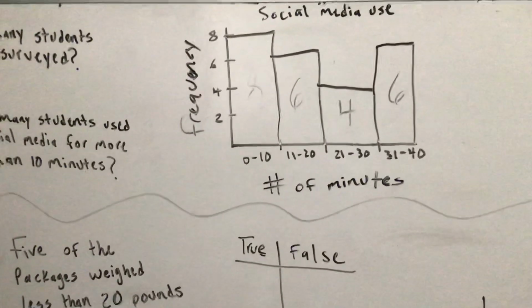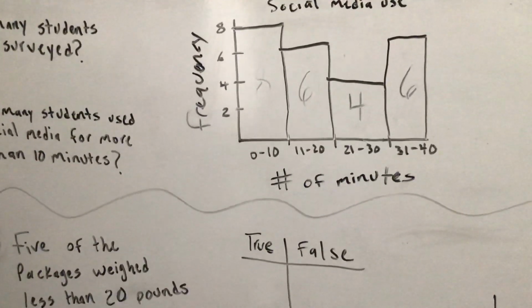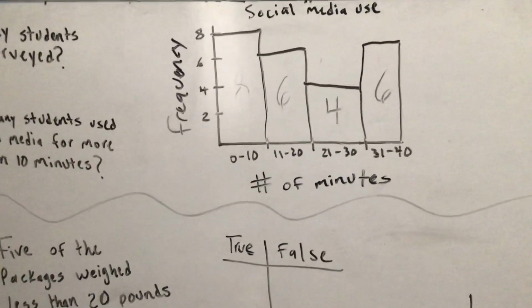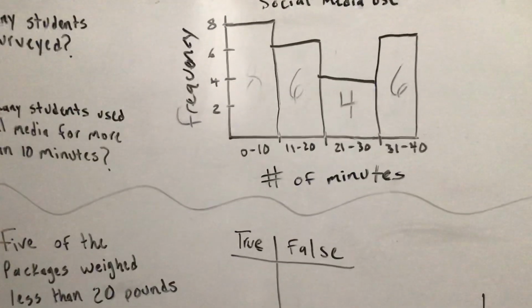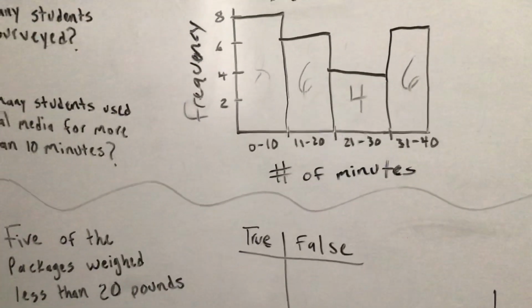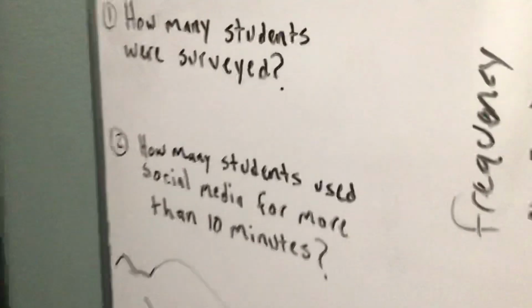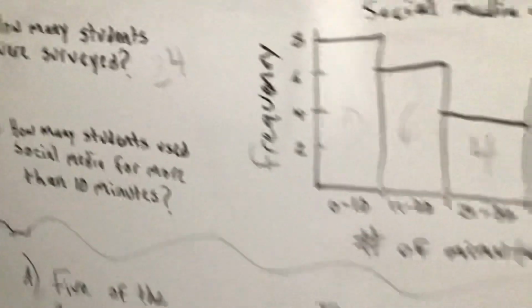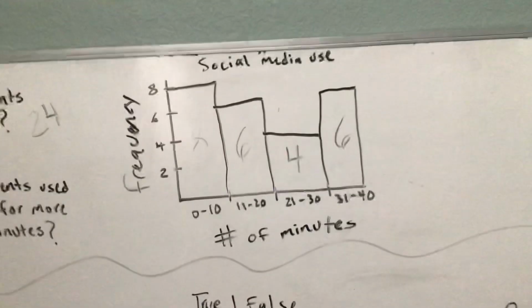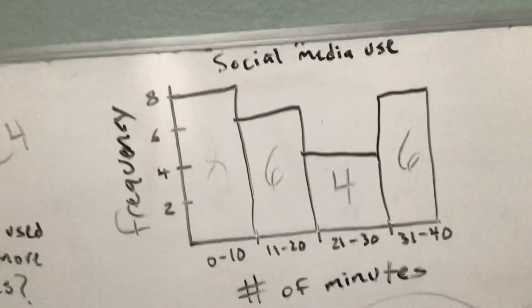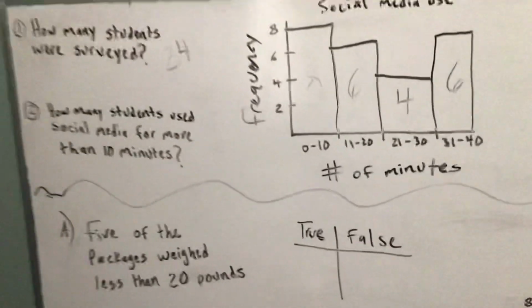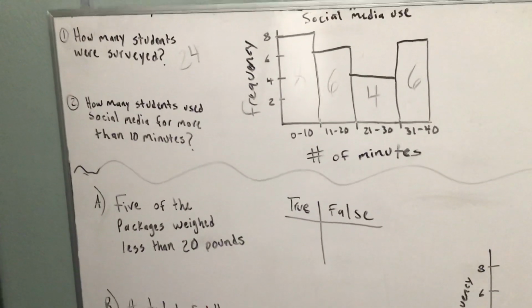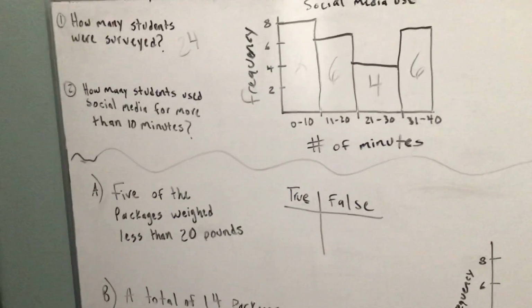So 8 students, 6 students, that's 14, 4 students, so that's 18, plus 6, that will be 24 students. So how many students were surveyed? Well, the answer is 24 students. All you have to do is go up on frequency and count what's the value of each bar, and you combine them. It's 24.